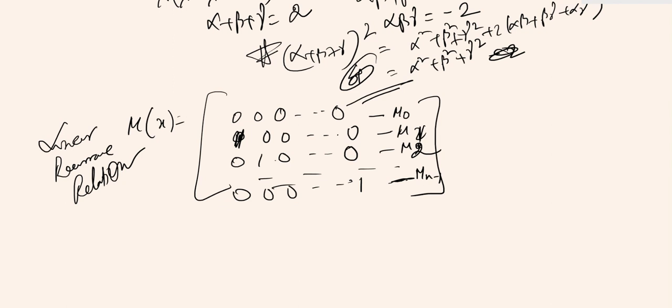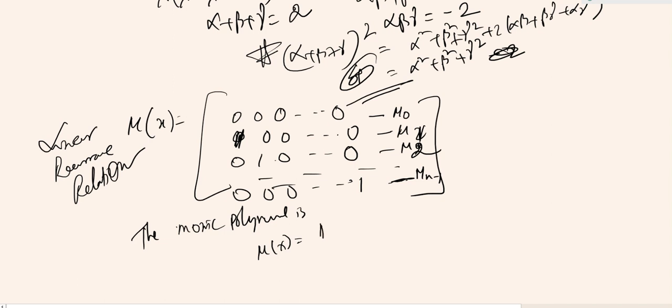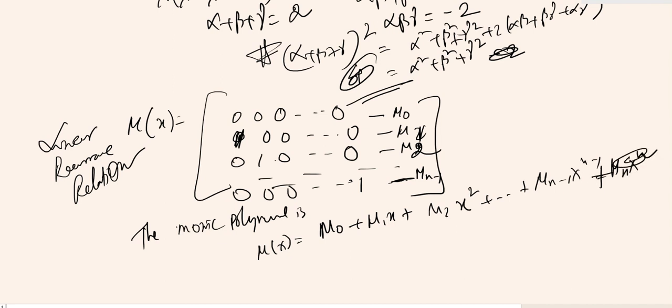Let's go for the next one. And if this is the matrix, then the monic polynomial is, if it is m of x, m0, m1x, m2x square, then mn minus 1, so 1 into n.